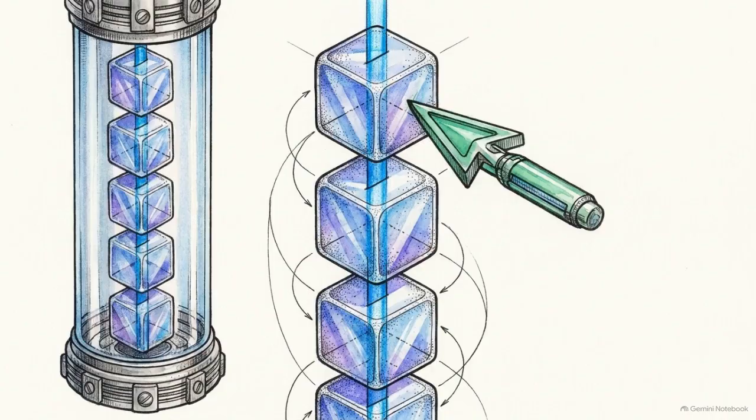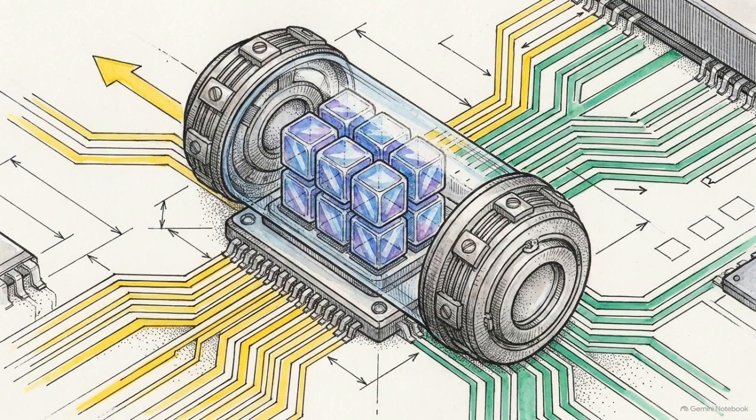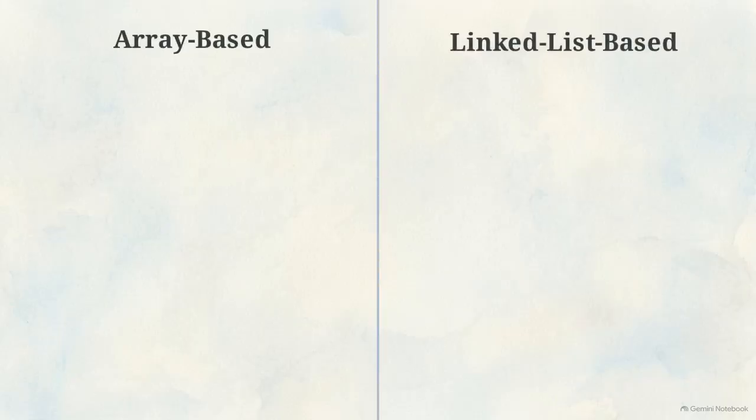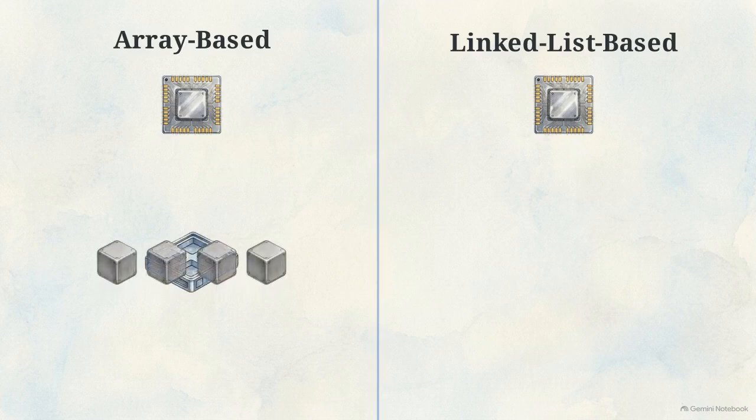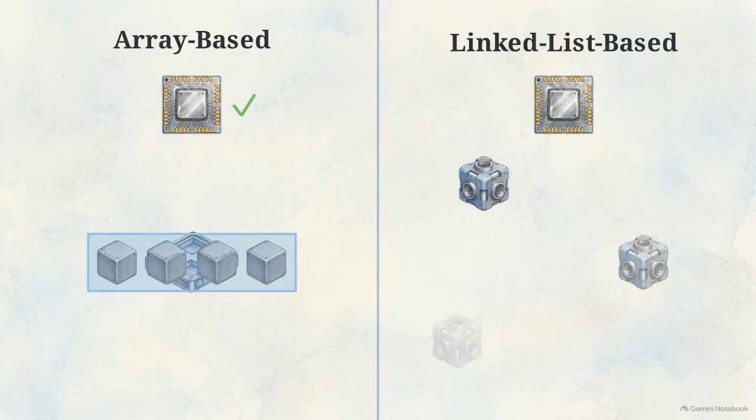they were taken. To build this structure effectively, we have to look at how it sits inside your computer's physical memory. On the left, we have an array-based implementation. Because arrays allocate memory in one sequential grid, the CPU can leverage spatial locality. The hardware recognizes the pattern and prefetches the next blocks into the cache, making read and write operations extremely efficient.